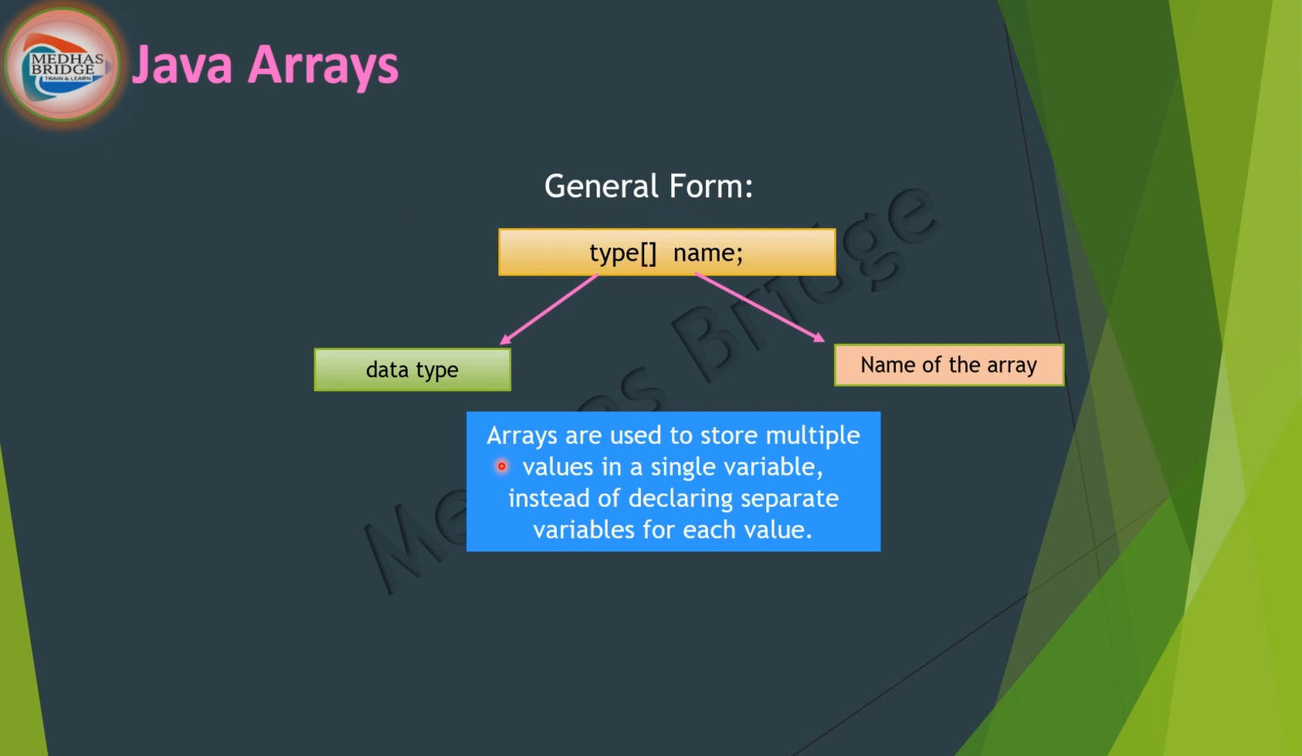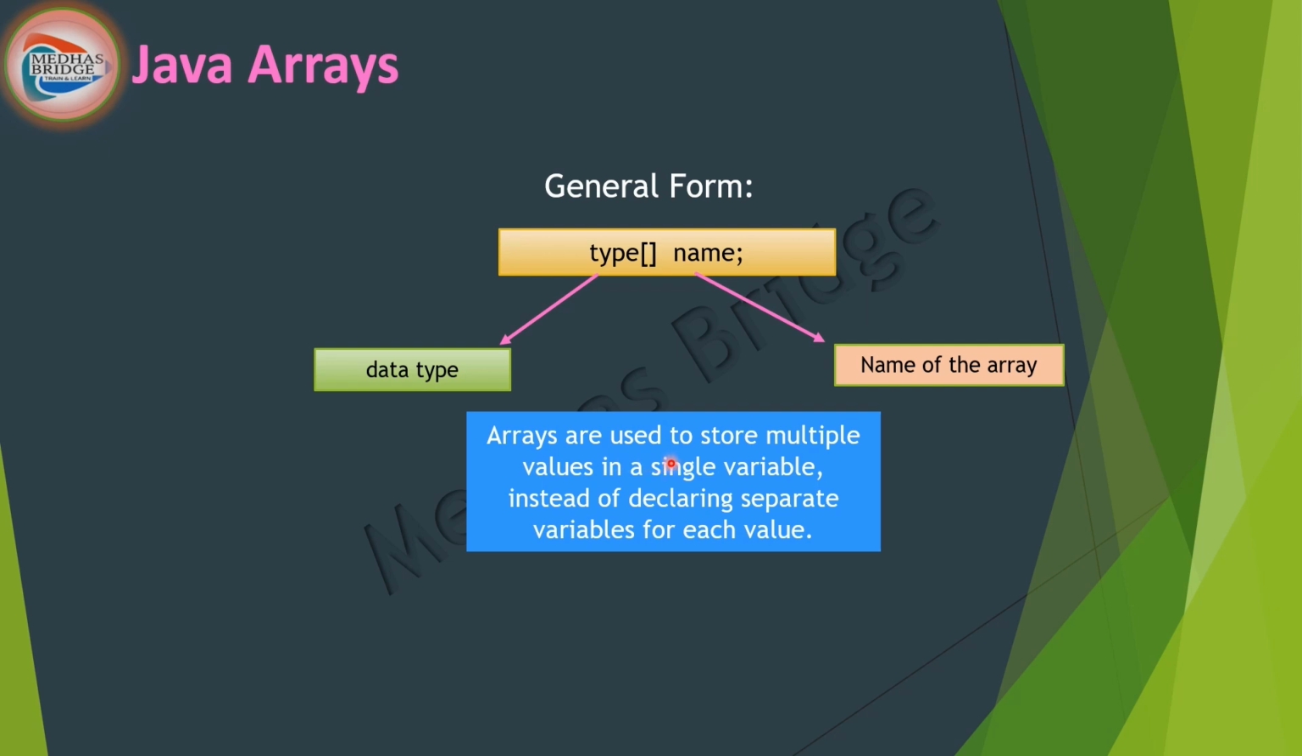So what is meant by array? Arrays are used to store multiple values in a single variable, instead of declaring separate variables for each value. Let's say I would like to store 10 integer values. Normally I would think of creating 10 integer variables and then start assigning values to them. Is that the only way we can do it? The answer is no, we have an alternative method, which is called Java arrays.